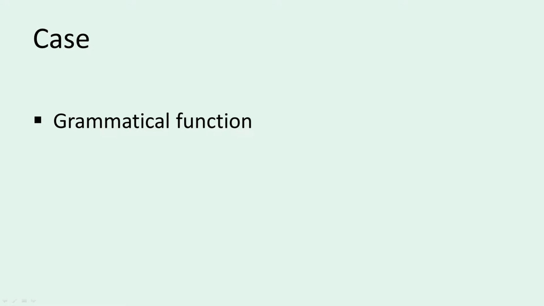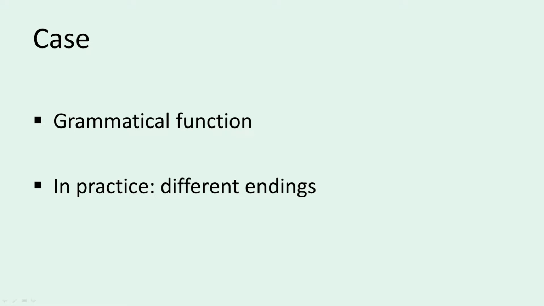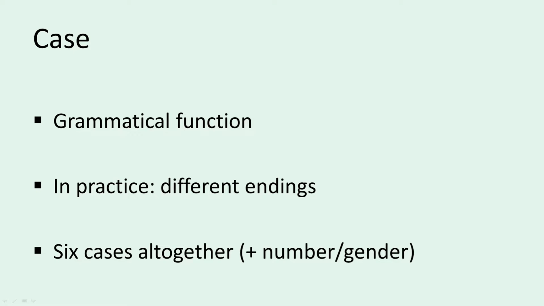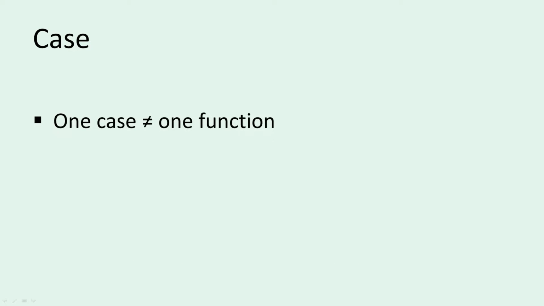So, up to this point, we know that cases have to do with the grammatical function of a word in a sentence. And in practice, we know that just means that the same word comes in a variety of other forms in Slovene, meaning at certain times a letter or two changes, is added, or goes missing. We also know that there are 6 such cases in Slovene, and that besides case, the form of a noun is also determined by number and gender. We've also learned that one case doesn't equal one grammatical function, which is very important.